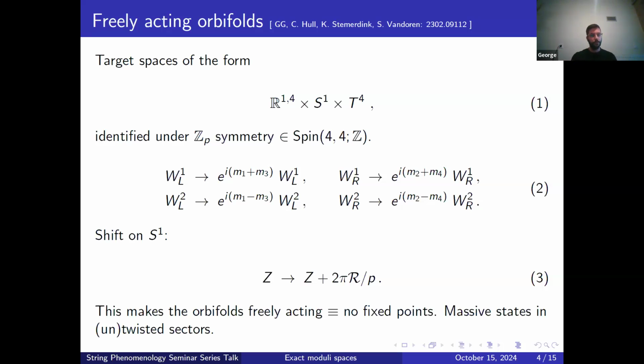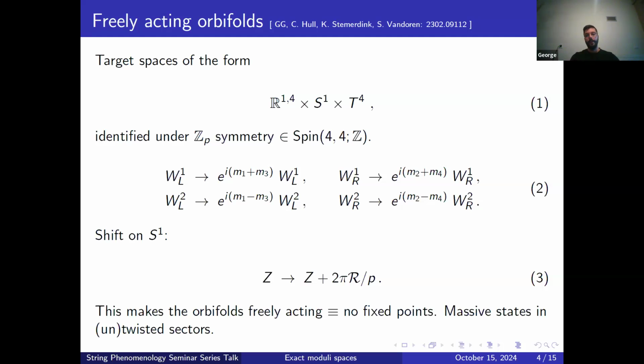Now about the shift on the circle. The circle coordinate is denoted by z, and the shift is simply z goes to z plus 2 pi R over P, where R is the radius of the circle, and P is the orbifold rank, the order of the Z_P group. The shift is exactly what makes the orbifold freely acting, because by definition, a freely acting orbifold is an orbifold with no fixed points, and indeed, under the shift, there are no points left invariant under the orbifold action.